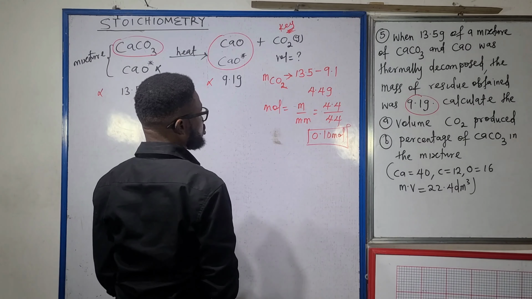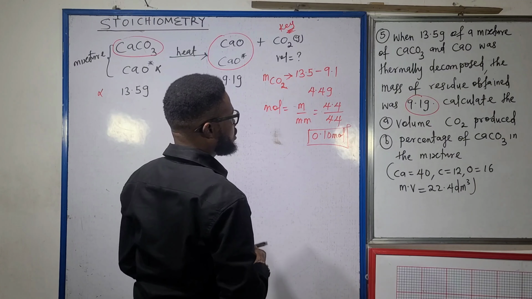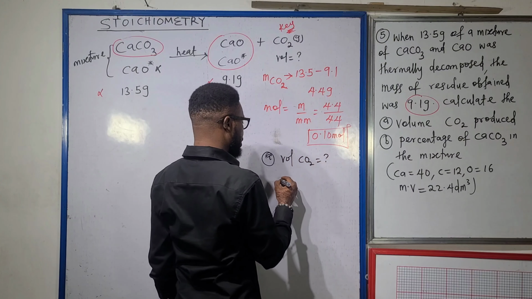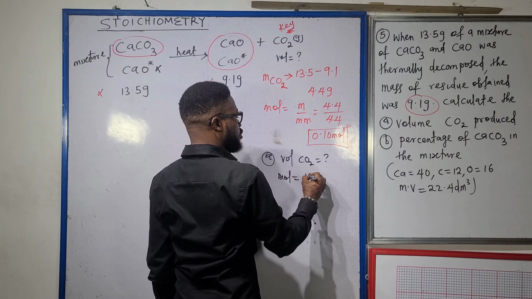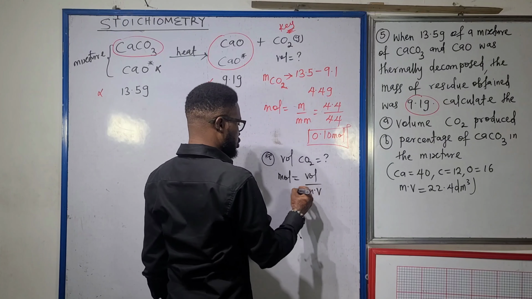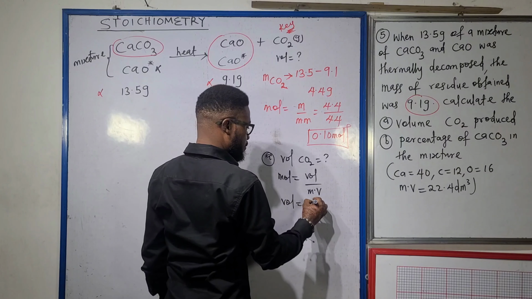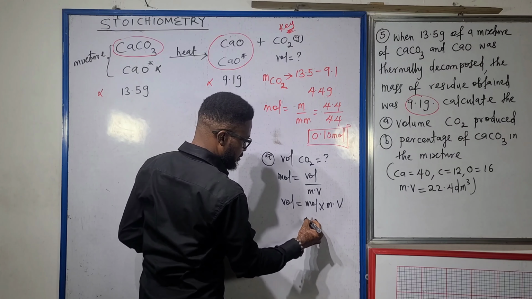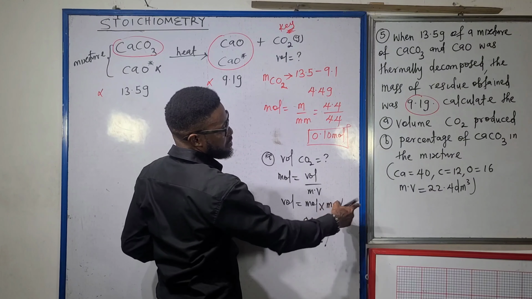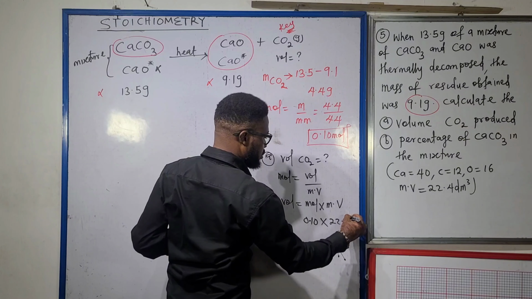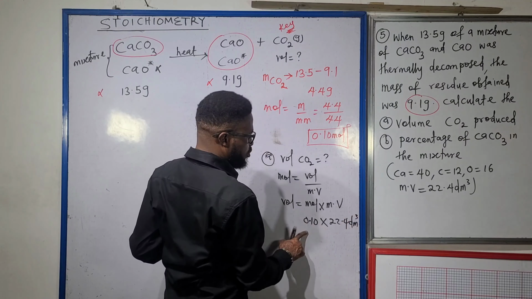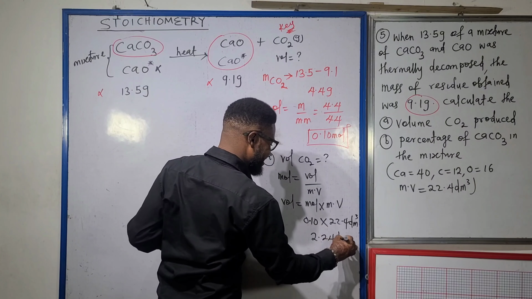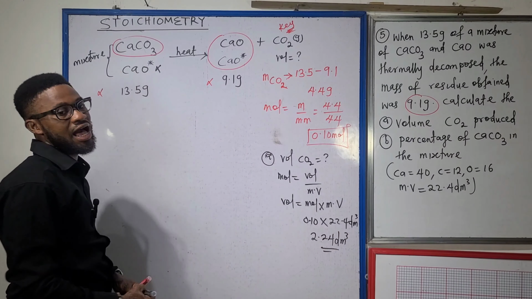So getting to question A, I was told to actually calculate the volume of CO2. Question A, volume of CO2 is the question. Recall that mole equals volume over molar volume. So in this case, volume equals mole times molar volume. What is my mole? 0.10 times gas molar volume, which is 22.4 dm cube. 0.10 times 22.4 will give you 2.24 dm cube. That is the volume of carbon dioxide formed.